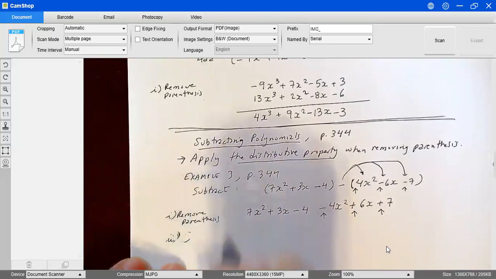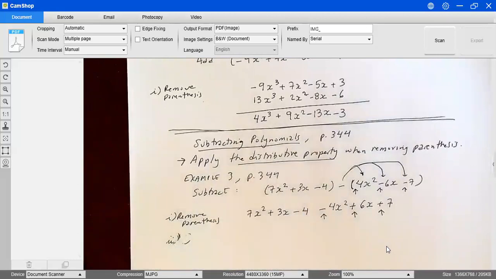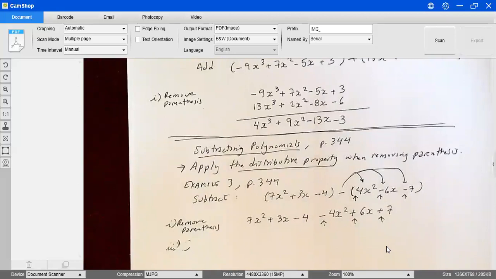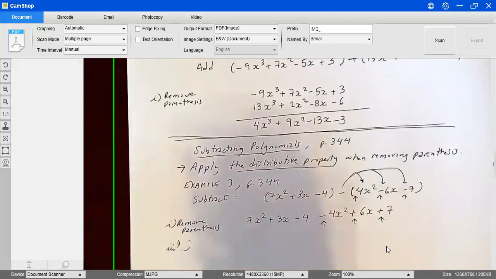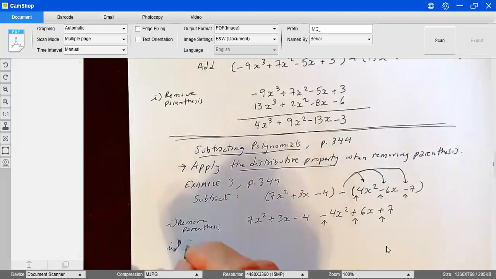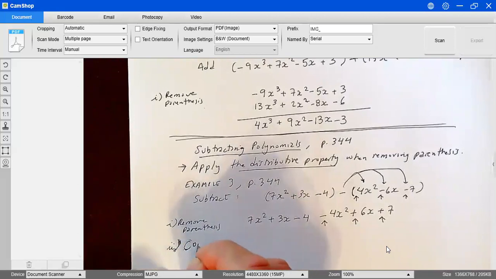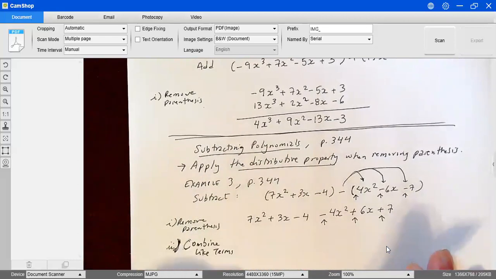So we're going to combine like terms. Let's use another marker. We're going to combine like terms. So this is our second step.